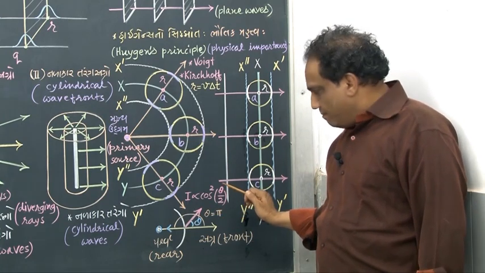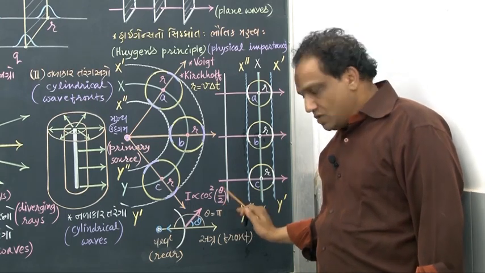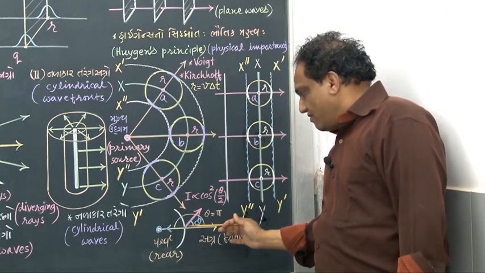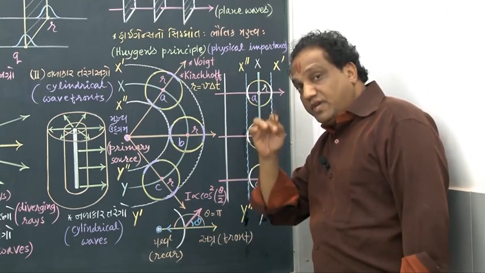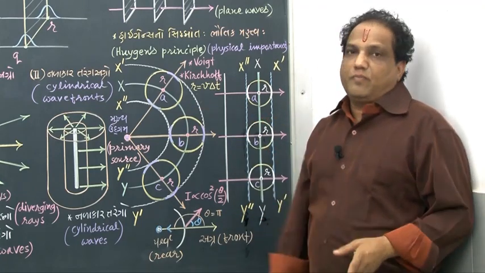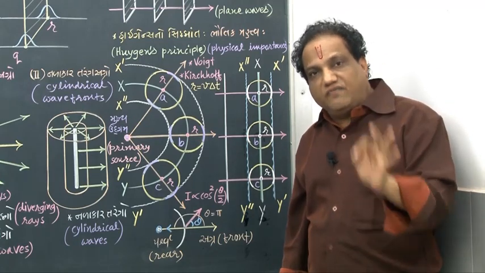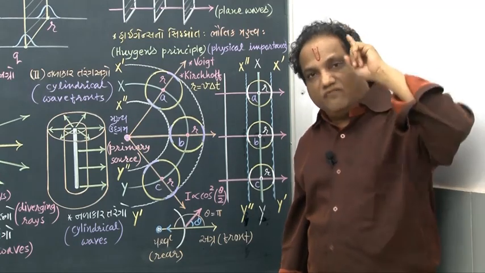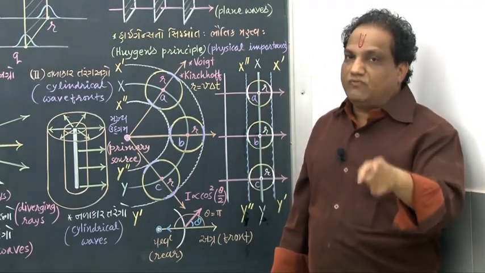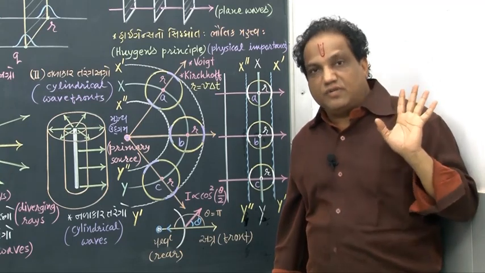Put theta equals pi, cos pi by 2 will be 0. In short, I will be 0, meaning thereby the intensity of wave propagating towards the source would be 0. That is why any wave does not propagate towards the source. All the waves definitely propagate always away from the source, never towards the source. But this expression was not given by Huygens. This fact gives the limitation of Huygens principle.